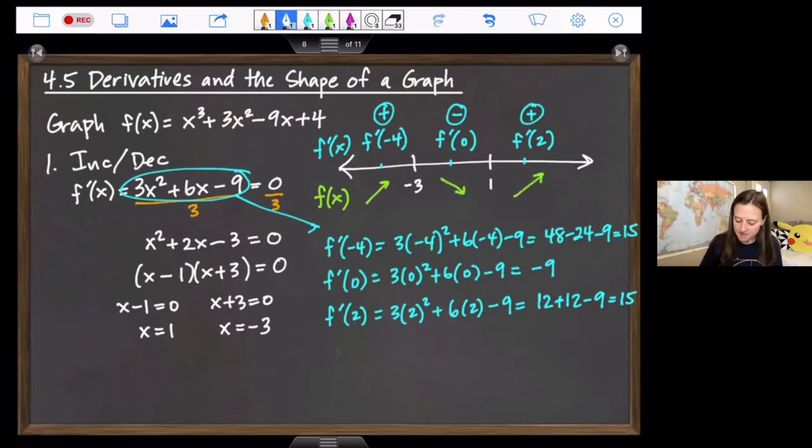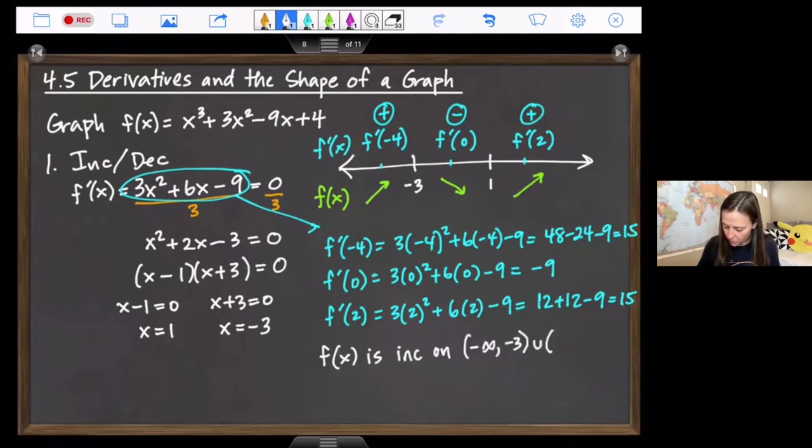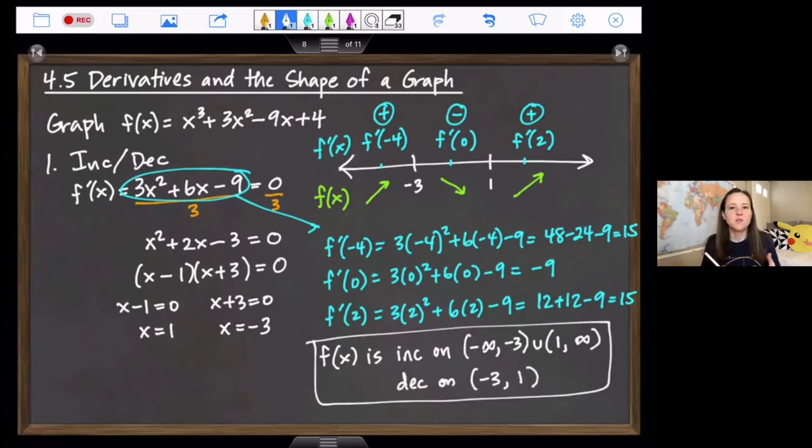All right, so let's just kind of summarize that down here. We're going to say f of x is increasing on -∞ to -3, and from 1 to infinity, decreasing on -3 to 1. So I'm going to head over to my axes where I'm eventually going to graph this and sort of store this information on that page.